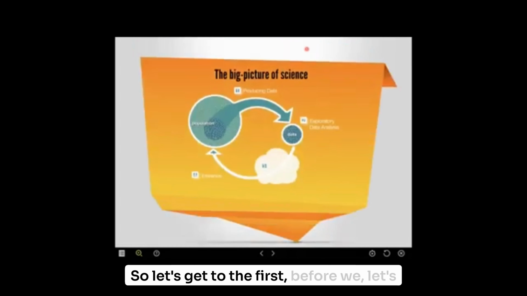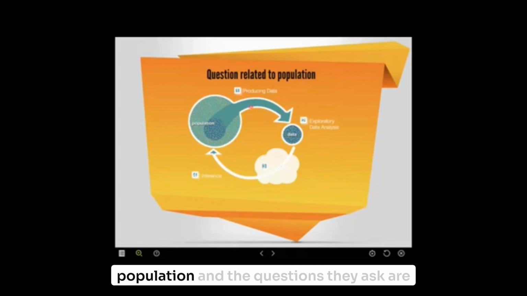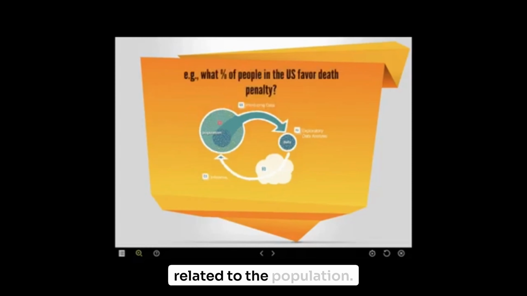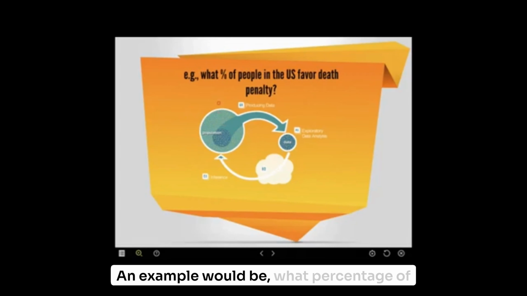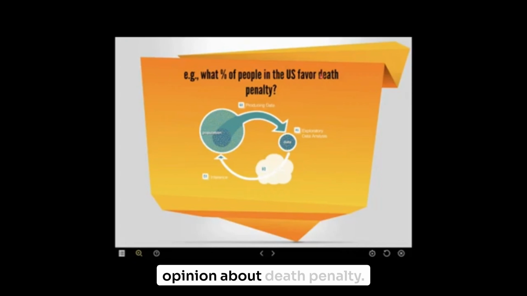So let's get to the first. Before we let's get to the basic idea, a big picture of science. Now, researchers ask questions about the population, and the questions they ask are related to the population. An example would be what percentage of people in the US favor death penalty? So the question is about people in the US, and the question is specifically about people's opinion about death penalty.